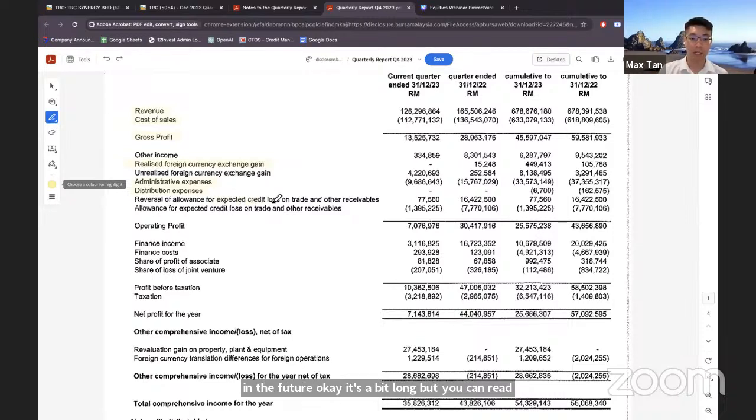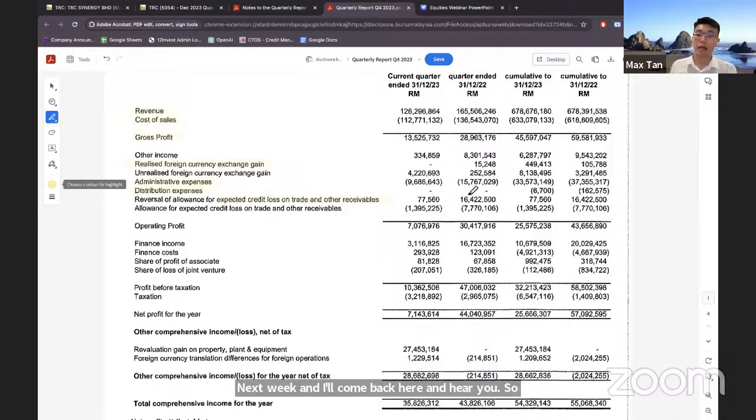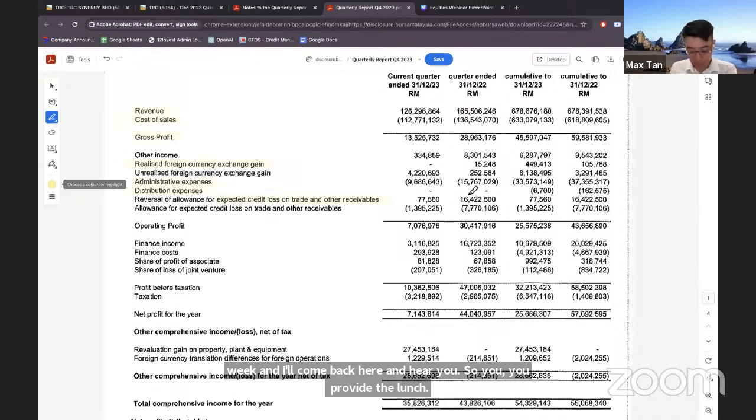So number one, expected credit loss on trade and other receivables. I'll use another example so that it's not so offensive in nature. Let's say you're a coffee shop, then a very close friend comes to you and says, hey, can I have lunch here? I didn't bring my wallet. Can I pay you next week? And I'll come back here and pay you. So you provide the lunch. That means your cost has already been incurred, and the client is your trade receivable.